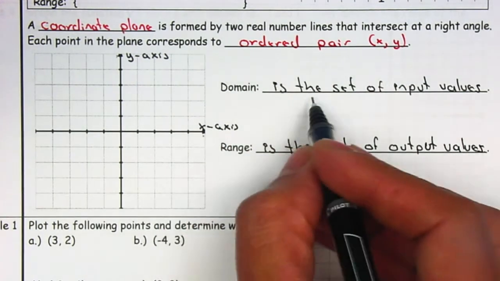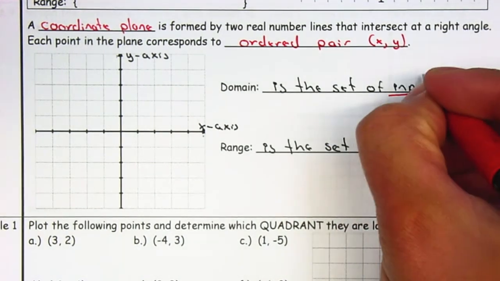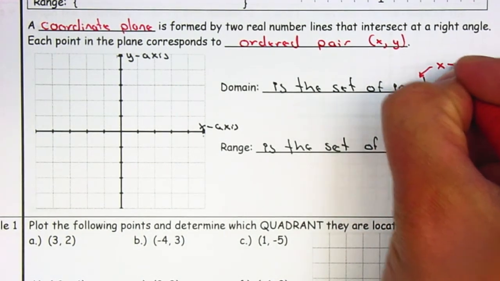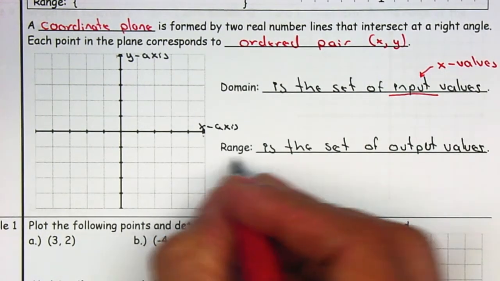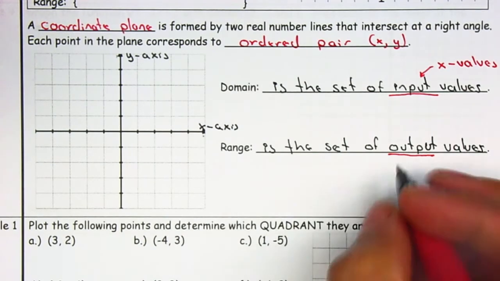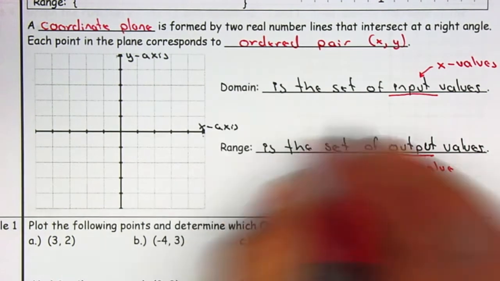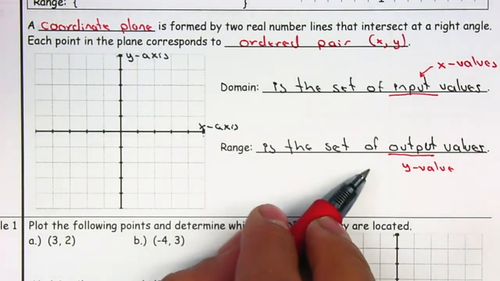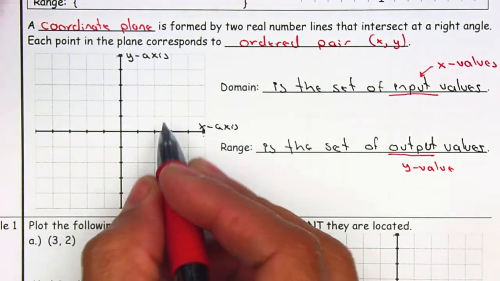Now the domain is a set of input values. All the input values are going to be the x values. The range is a set of output values, and the output values will be the y values. We're going to look at this a little more in depth, the input and output values, in example number 3. Now we also need to be able to label the quadrants.